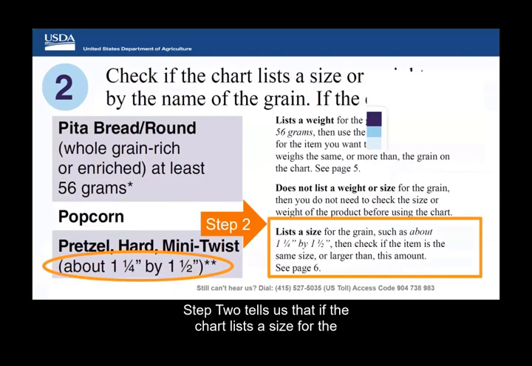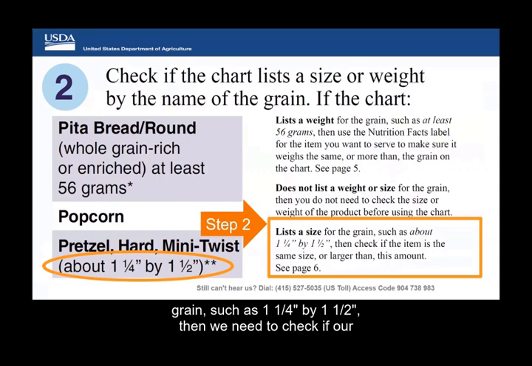So step 2 tells us that if a chart lists a size by the grain, such as 1 1/4 inches by 1 1/2 inches, then we need to check if our item is the same size or larger than the amount listed here in the chart. Page 6 of this worksheet gives us more information about measuring and sizes. So let's take a look at page 6 now.